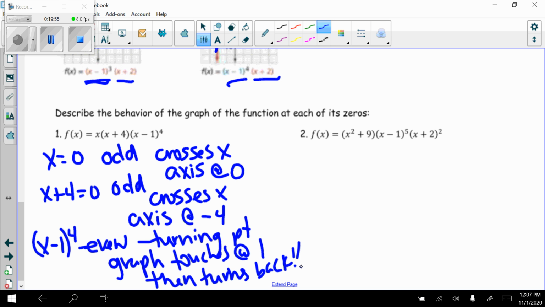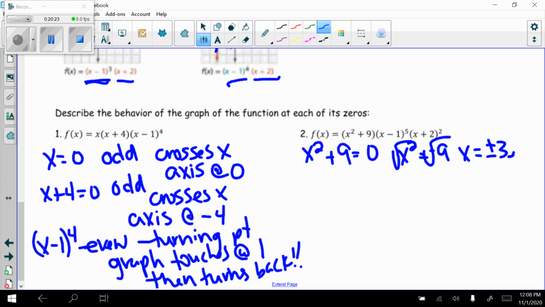Let's look at number 2, x squared plus 9, x minus 1 to the 5th power, x plus 2 quantity squared. x squared plus 9. Okay, so let's talk about that. Let's first solve this. x squared plus 9 equals 0. We had this earlier, so I would get x squared equals negative 9. x would equal, when I take the square root of both sides, positive and negative 3i. That's imaginary, not real.